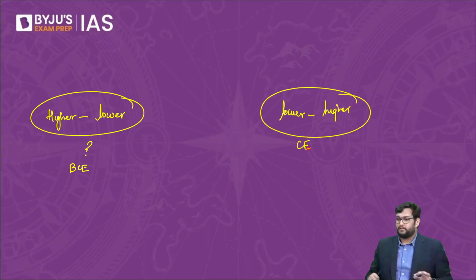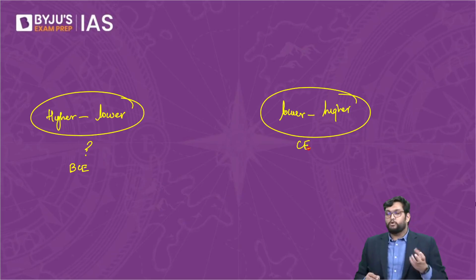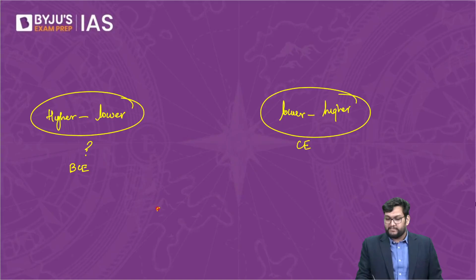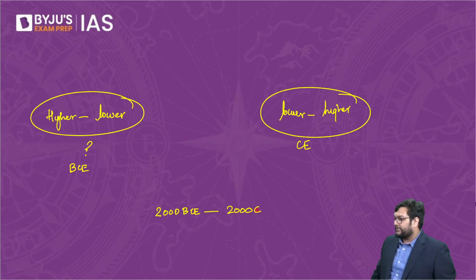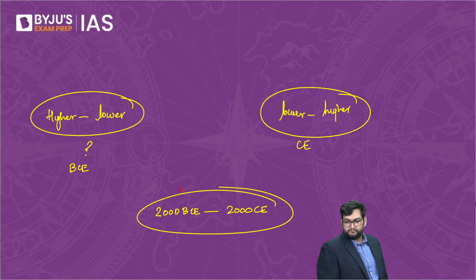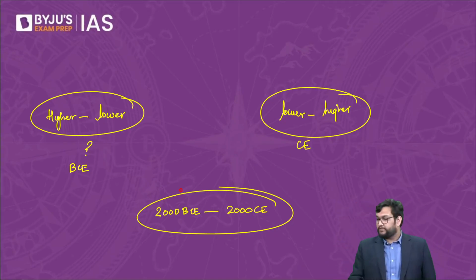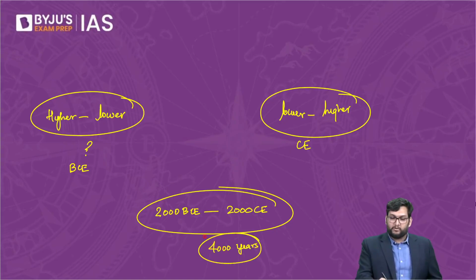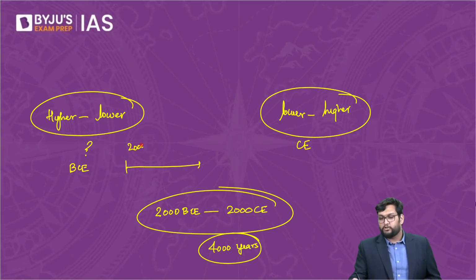Great. Perfect. Now, you also need to understand the time difference. 2000 BCE and 2000 CE. How many years are there between these two? Perfect. 4000. Why? You came from 2000 to 0, and then from 0 you went to 2000. So it becomes 2000 years here, 2000 years here.